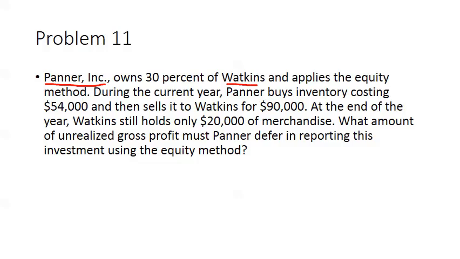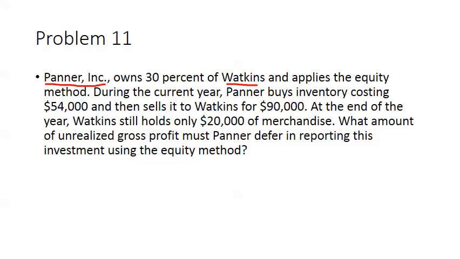It doesn't really matter other than just for terminology's sake. We'll see later in consolidations it does matter, but when you're using the equity method, it doesn't matter. So this is a downstream sale. They paid $54,000, then they sold it to Watkins for $90,000. So there's the gain of $36,000. At the end of the year, Watkins still holds $20,000 of the $90,000 that they purchased. They still own $20,000 of it.